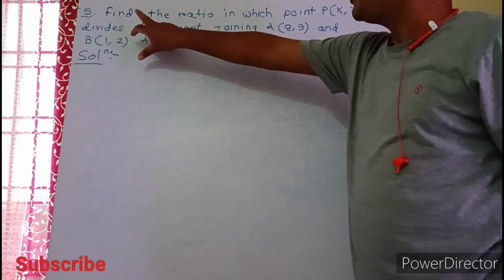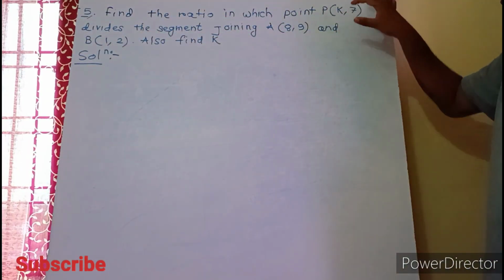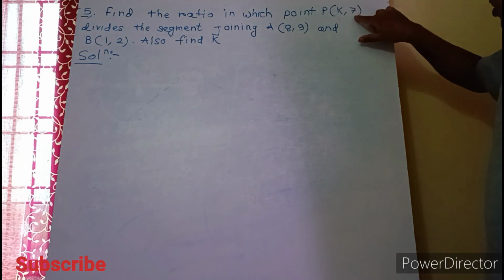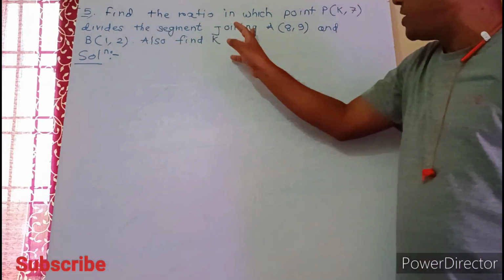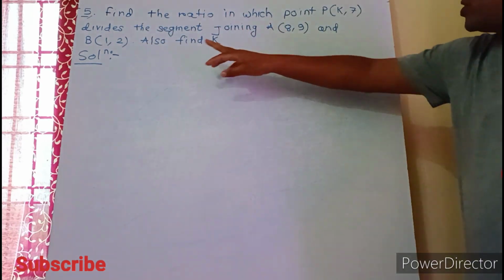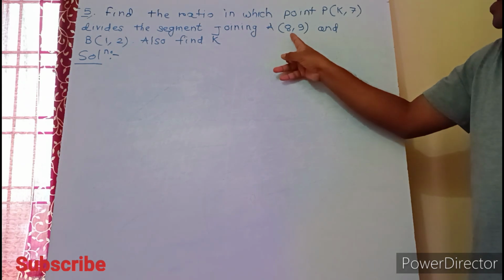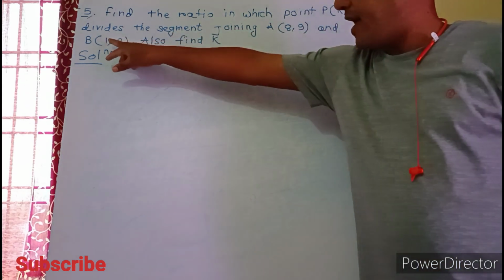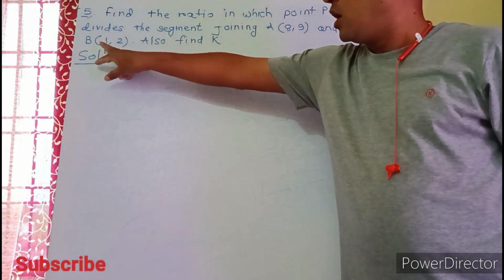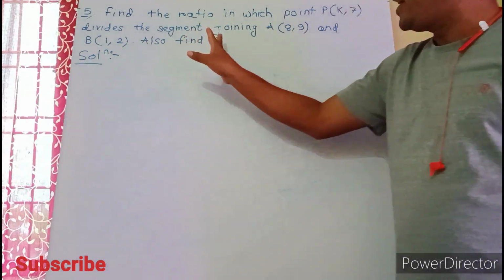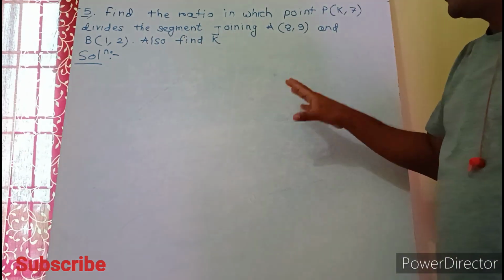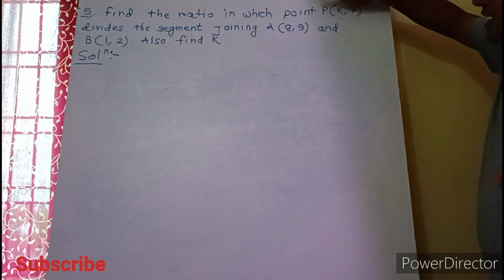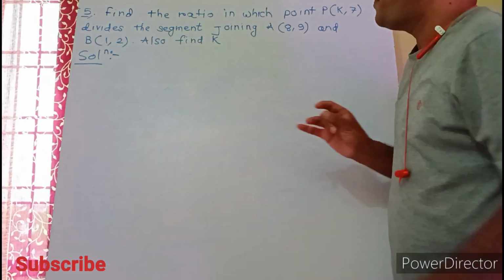Question number 5: find the ratio in which point P (k, 7) divides the segment joining AB, where A has coordinates (8, 9) and B has coordinates (1, 2). Also find k. We have to find the value of k and the ratio in which point P is dividing the segment AB.